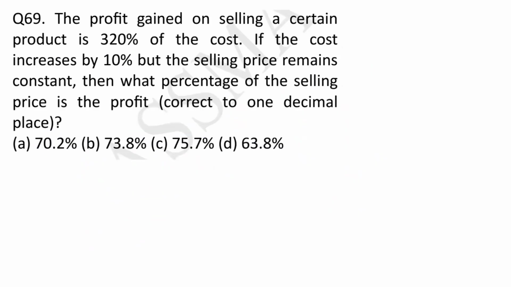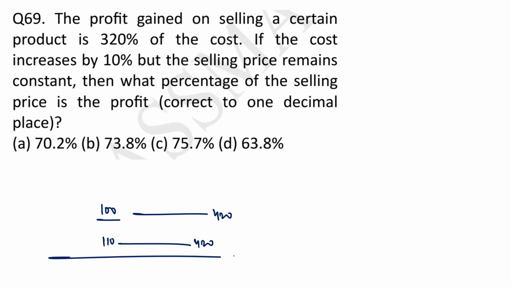The profit gained after selling a certain product is 320 percent of the cost. If the cost price increases by 10%, but the selling price remains constant, then what is the profit as a percentage of the selling price? So if the cost is 100, 320 profit means the selling price is 420. But if the cost increases to 110 and you're still selling it for 420, how much profit are you getting? You're getting 310 profit upon 420 on selling price, he asked. On selling price, therefore 310 upon 420 into 100.